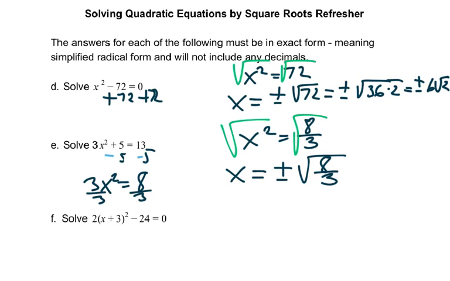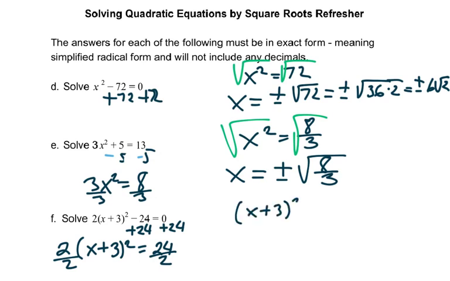Right, last example. Same steps. Add 24 to both sides. I get 2 times quantity x plus 3 squared is equal to positive 24. Then I'm going to divide both sides by 2, and I will get x plus 3 squared is equal to 12. I'm going to proceed like a regular problem. If I had just x squared, I'd take the square root; here I have x plus 3 squared. I'm just going to take the square root of both sides, and that gives me x plus 3 is equal to the square root of 12.